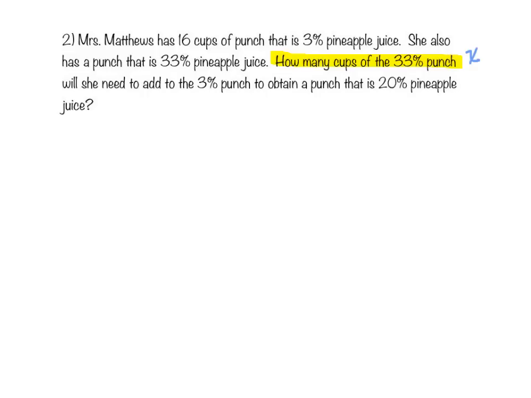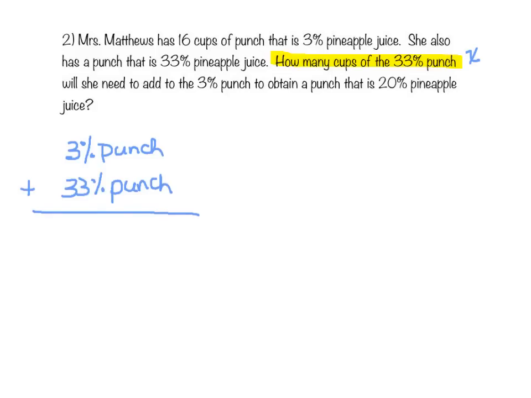All right, so what are we going to mix together? There are two kinds of punch that she has. She has the 3% punch, the one that has only 3% pineapple juice, and then she has 33% punch. She's going to mix them together, and she wants to come up with a 20% punch. That's what she wants.